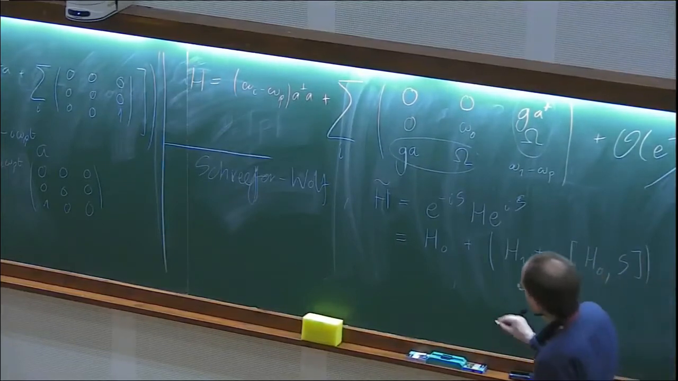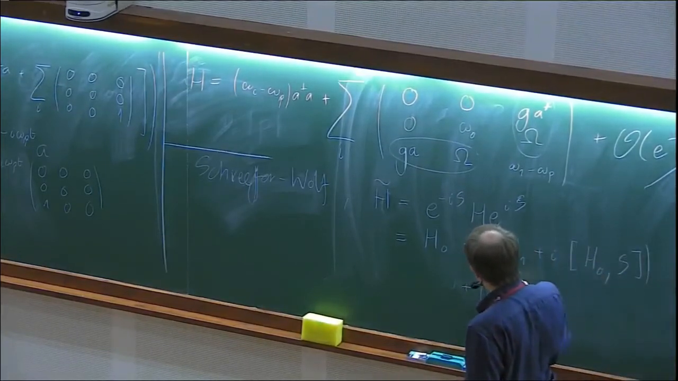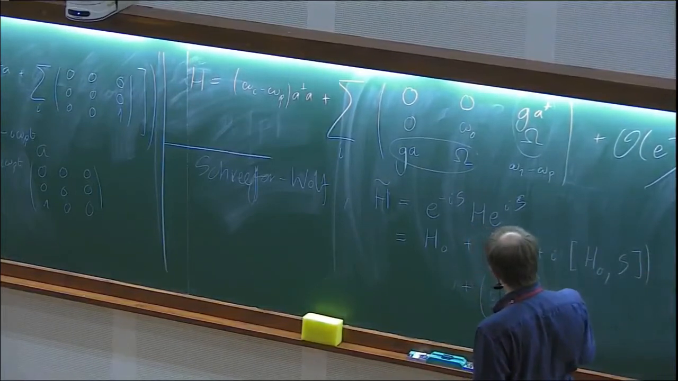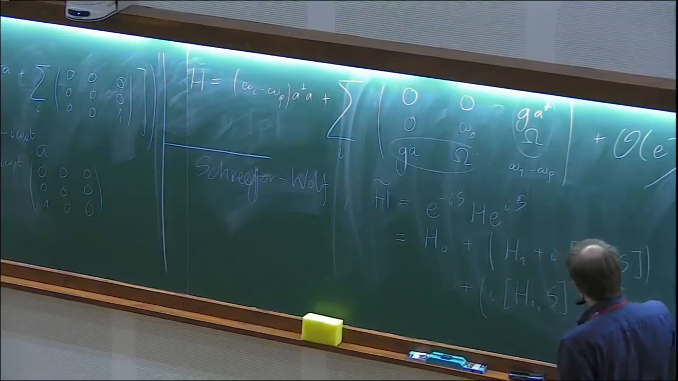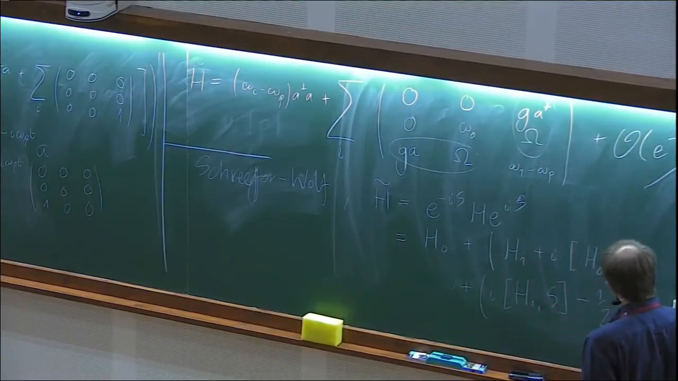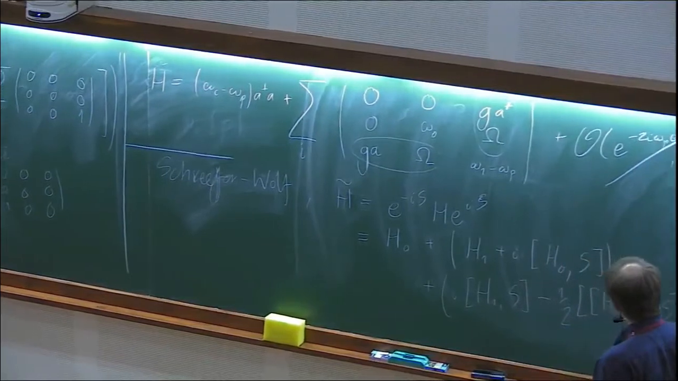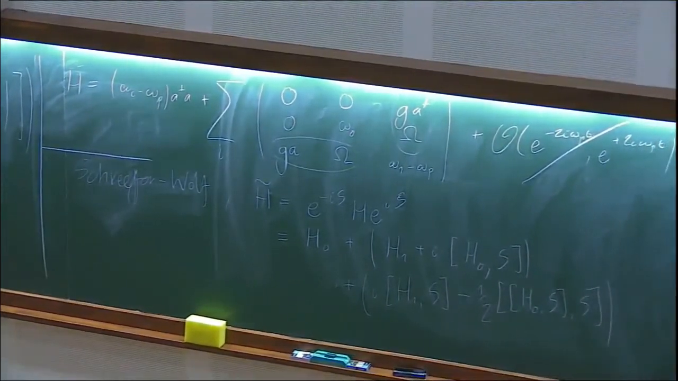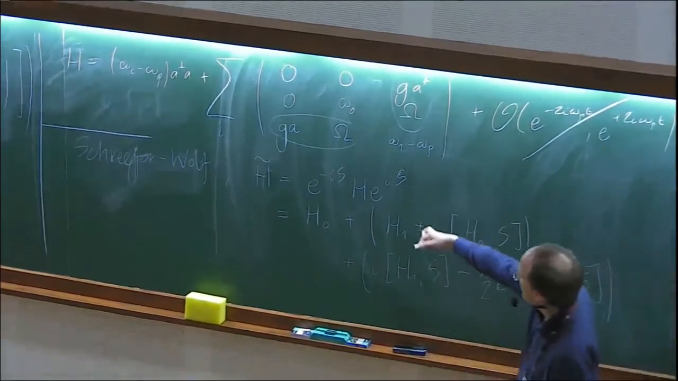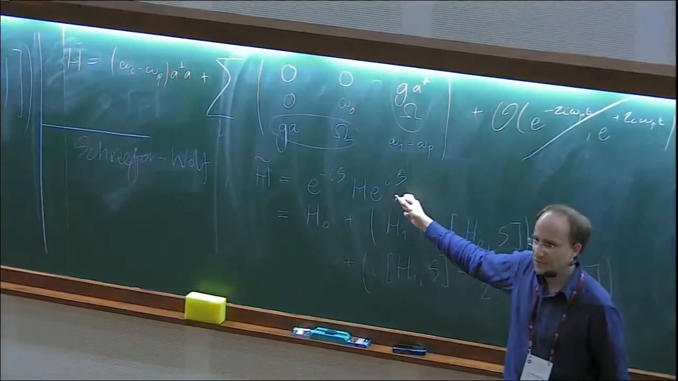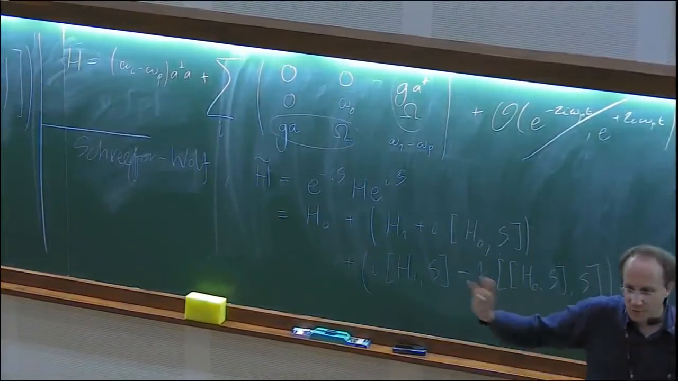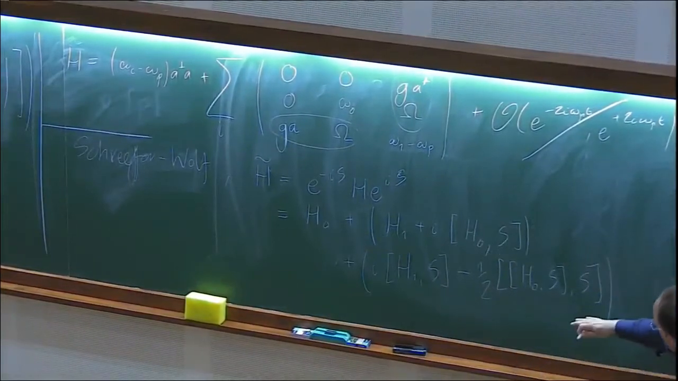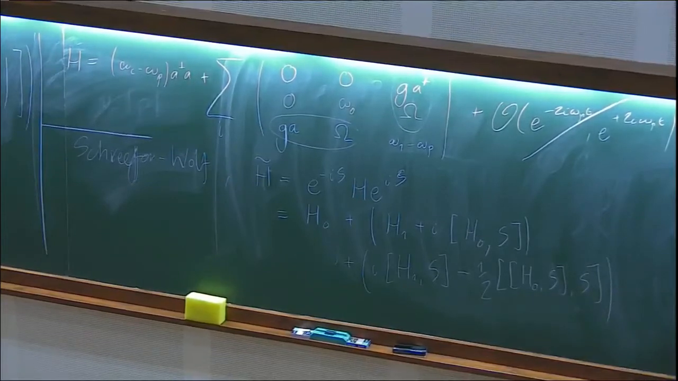And then the second order term will look like plus i commutator of H1 and s minus 1/2 double commutator of H naught and s with s. And it's double commutator because at order s squared, I get three kinds of terms: ones which have got minus s squared over 2 on the right, ones that have minus s squared over 2 on the left, and also cross terms, which have got an s on either side. And if you expand this double commutator, you can convince yourself you get exactly the right signs of all of these terms.